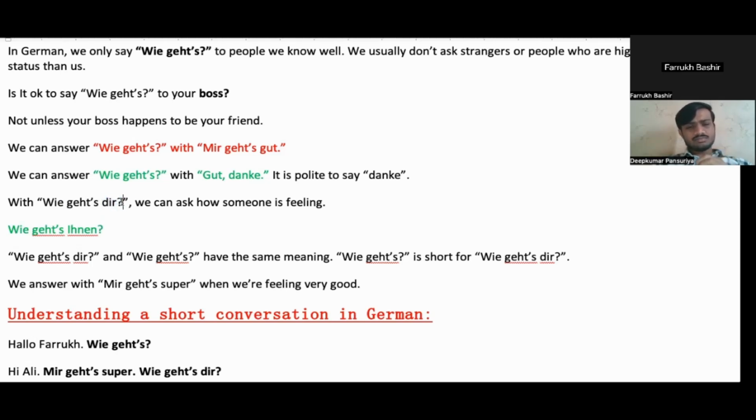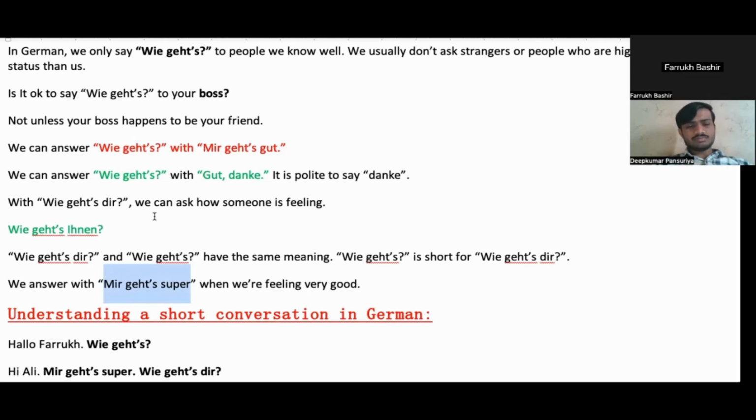When you want to use dir, this is informal. We have seen it on the last slide. That means dir auch and Ihnen auch. When you find Ihnen, that means it would be formal most of the time. And for informal, you can also say mir geht's super. I'm feeling very good. I'm feeling great.